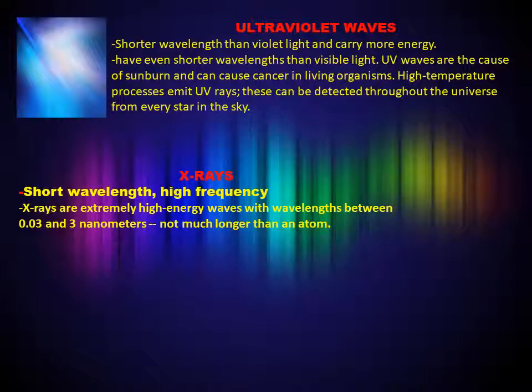Ultraviolet radiation in sunlight also produces vitamin D in the skin and gives us a tanning effect. But since these UV rays have high energy, it could be harmful to some extent. As I said a while ago, it can cause sunburn and also skin cancer in living organisms. Next, X-rays.